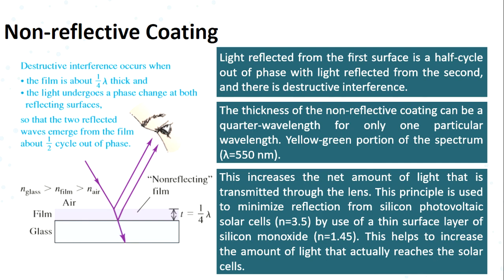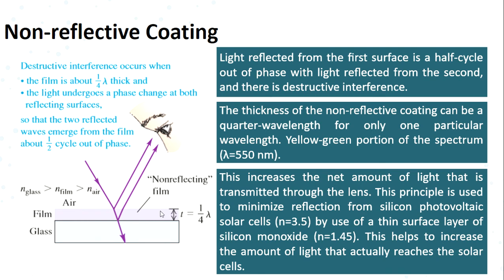So this increases the net amount of light that is transmitted through the lens. This principle is used to minimize reflection from silicon photovoltaic solar cells. So this is an application of a non-reflective coating. By use of a thin surface layer of silicon monoxide with index of refraction equal to 1.45, this helps to increase the amount of light that actually reaches the solar cells. The destructive interference occurs when the film is about 1/4 lambda thick.